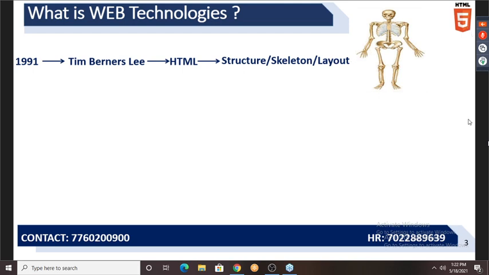Just assume, guys, just imagine we don't have this skeleton in our body. How would our body structure look? Will it look good? Amoeba.